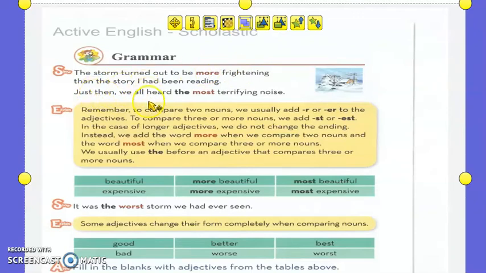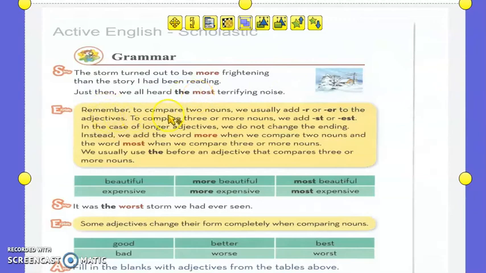Just then we all heard the most terrifying noise. Here we have the adjective terrifying, which is a long adjective, صفة طويلة. So we use most and the most important word is the. هنا ده بنستخدمها مع superlative form. The most terrifying. Here we don't compare two things. ما بنقارن شيئين. So we use the superlative form.